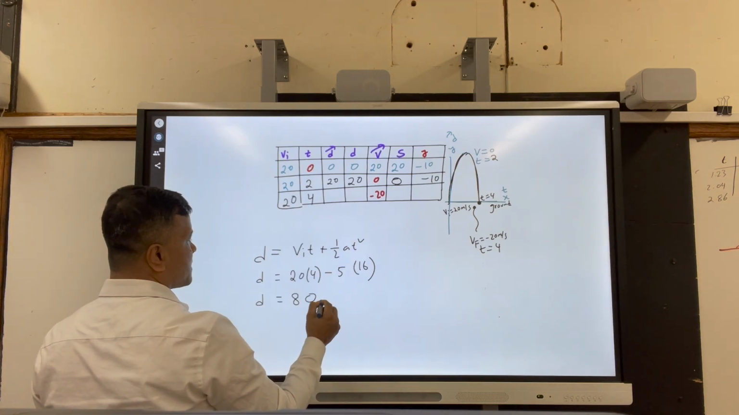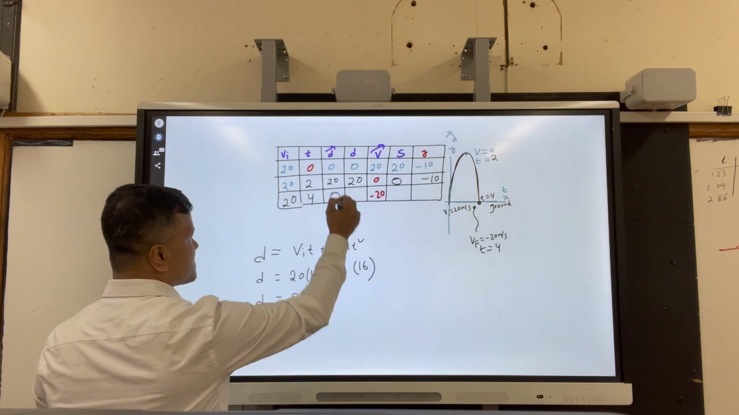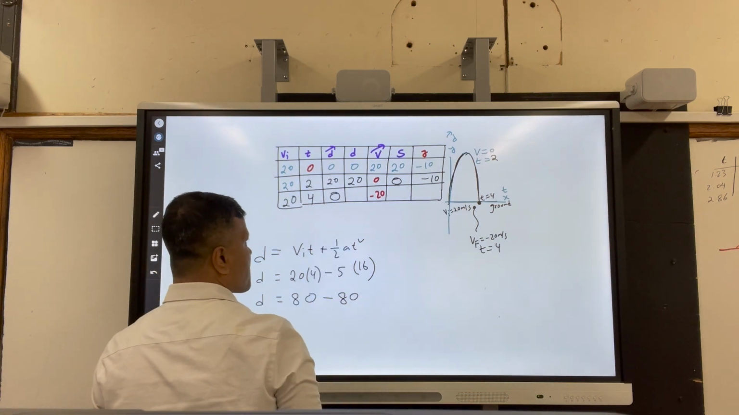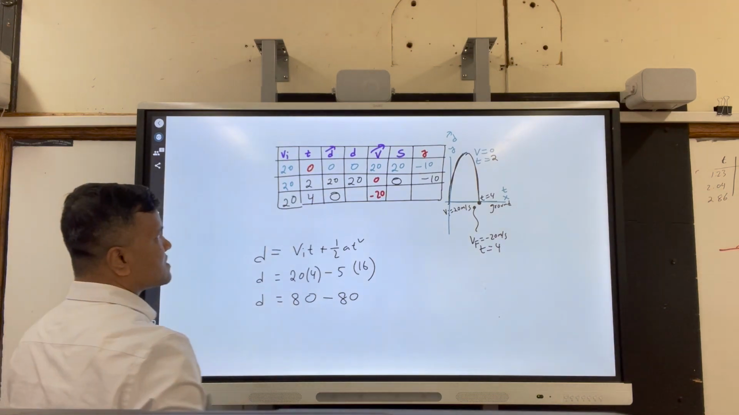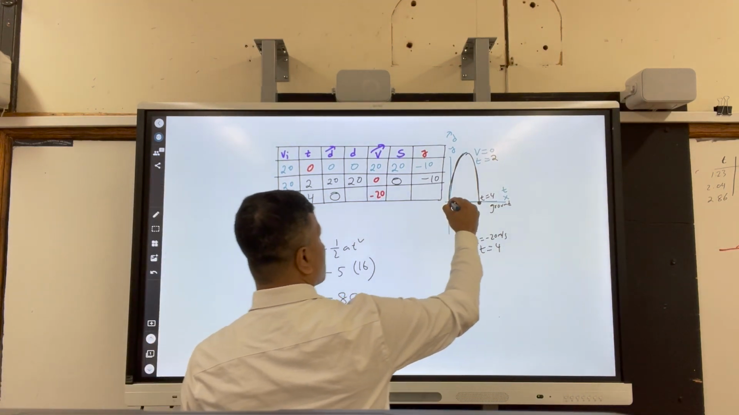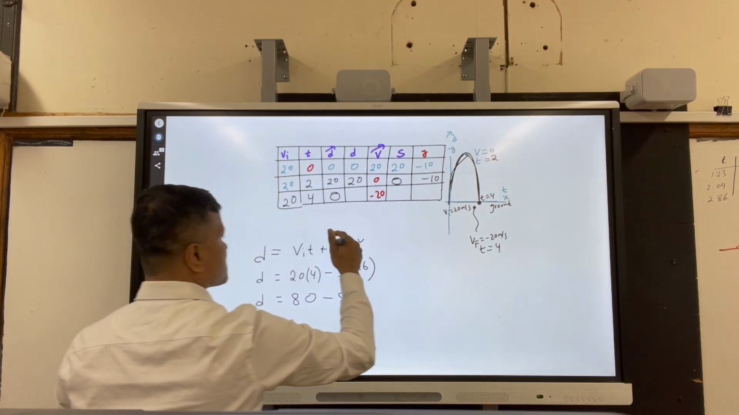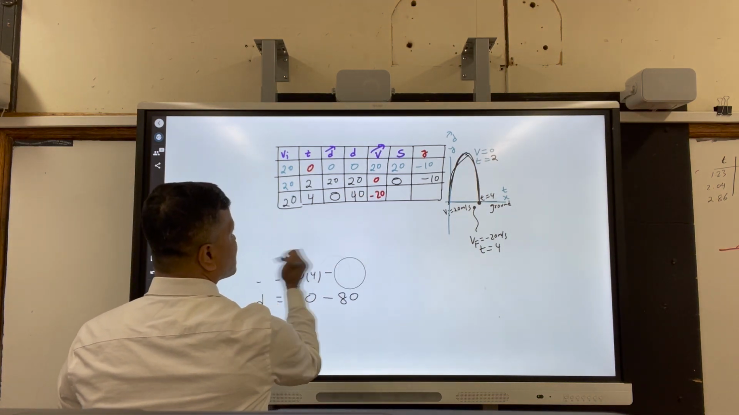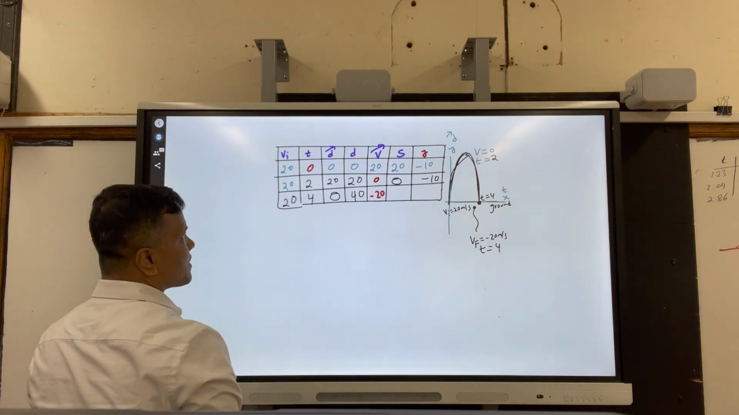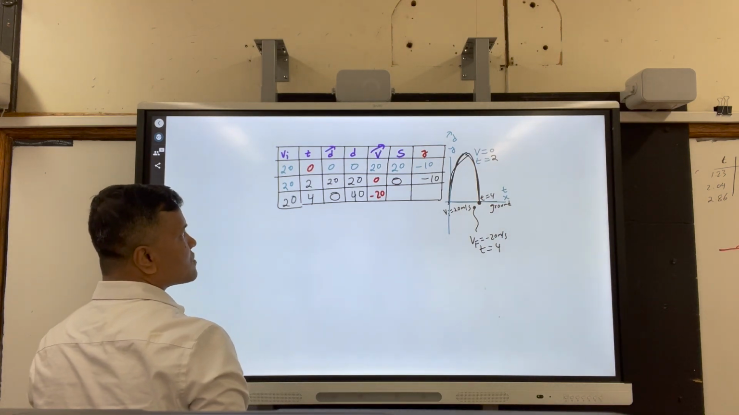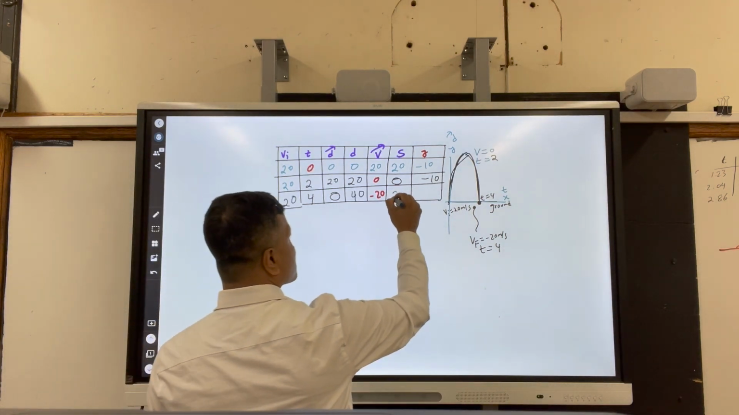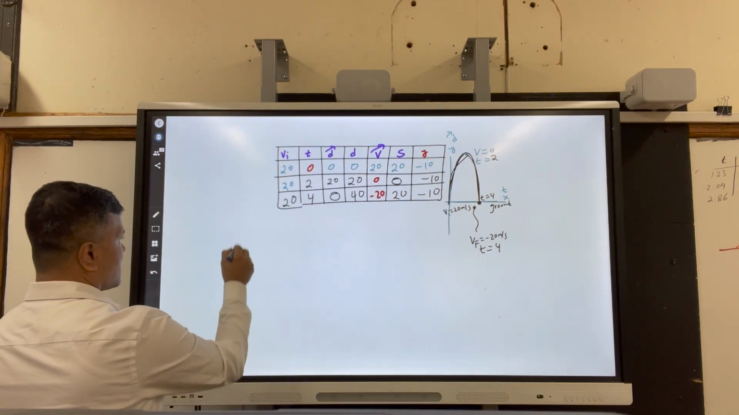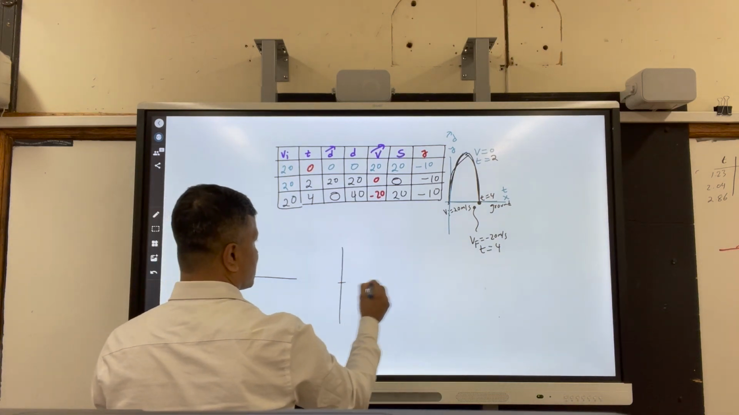The displacement is, of course, 0. Okay, all right, displacement is 0 and distance is 40, because this is 20 and this is 20, so the distance is 40. Speed, all right, velocity is negative 20, so speed must be just 20, and acceleration is negative 10. Okay, let's draw the graphs. DT, VT, and AT. That's it.